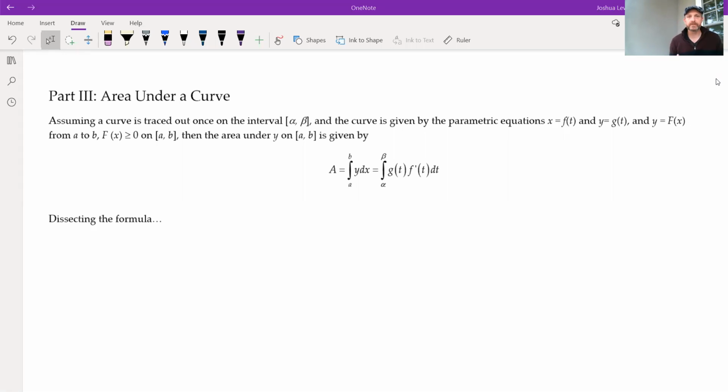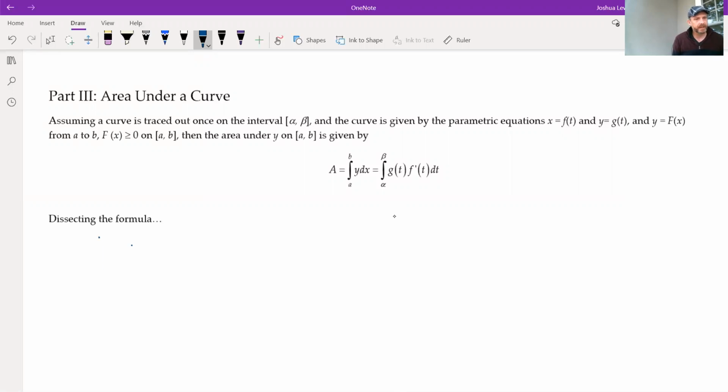But remember, the curve is given by parameterizations for x and y, right? Each of these curves is going to be parameterized. So we're treating x and y as individual functions of some parameter, in this case t. And again, I like to think of t as kind of like time. So here's a situation. We've got this integral from a to b of y dx equals an integral from alpha to beta of g of t f prime of t dt.